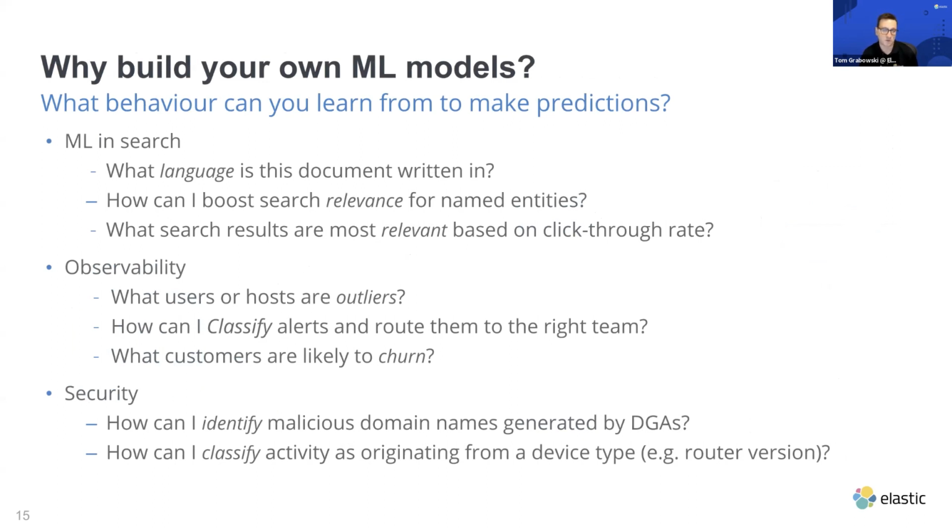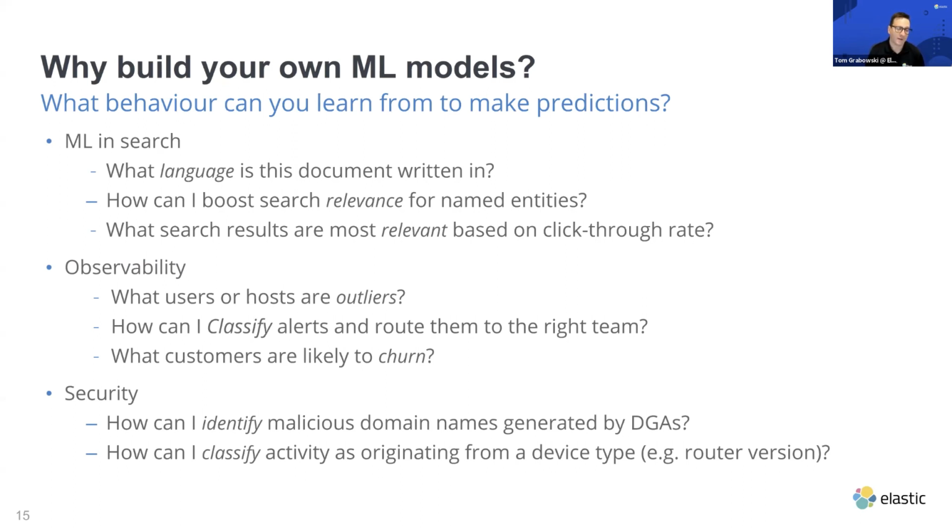Some of those might be search use cases for relevance or recommendation ranking or that language detection. Some of them might be observability use cases, like what users or hosts are outliers. How do you classify alerts and say which alerts are more important? What customers are likely to churn? You might have multiple features or fields that you want to use to identify a model to predict customer churn and identify which customers are at the most risk of churning.